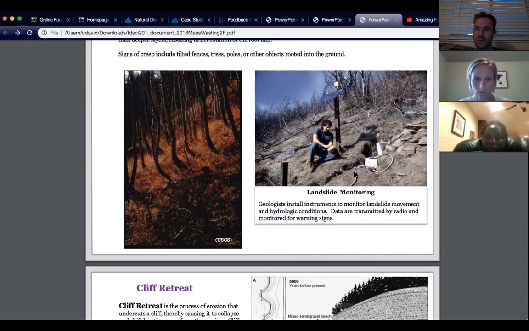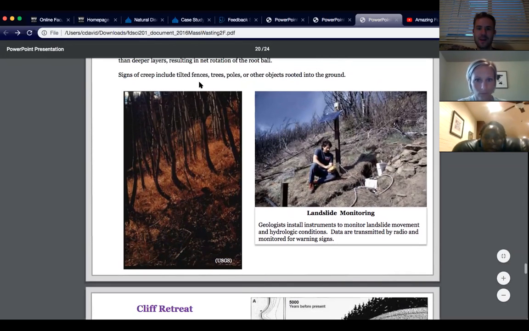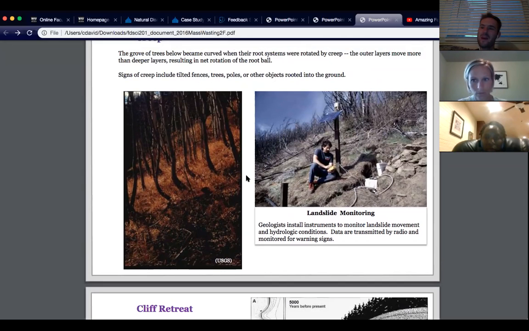You can also see it with kind of cracks. Another way you can see it too is like fences. Fences will kind of look wonky. So a lot of times you'll see this, it says right here, tilted fences, trees, poles, or other objects rooted in the ground. A lot of times you'll see those neighborhoods up on benches along mountains. You'll see the creep up there a lot.